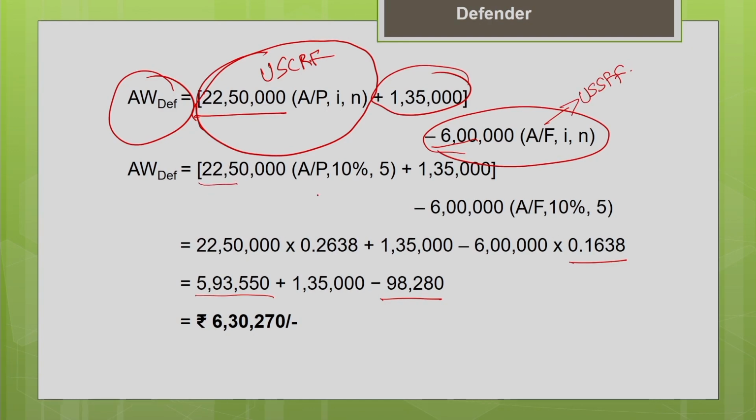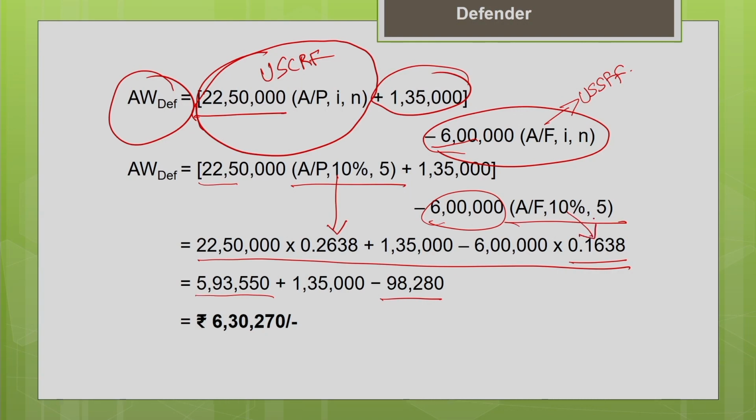22 lakh 50,000 into the factor is A for known P, I and N, okay, plus 1 lakh 35,000 minus salvage value, you have to multiply with the uniform series sinking fund factor, which is nothing but you are going to find A for the given F, interest rate 10% and N equal to 5. So, now you substitute it, you will get it. Okay. The factor is corresponding to 0.2638, here the factor is corresponding to 0.1638. So, when you simplify, you will get this value. So, the annualized initial cost of the defender is 5,93,550. This is an outflow.